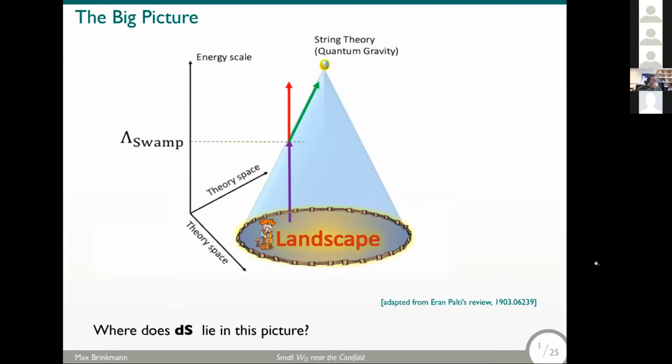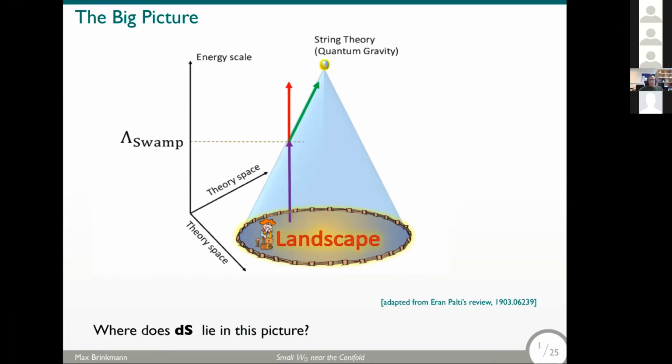Of course, the big picture, as usual, is we have the landscape and the swampland, and we have all heard that a million times before. But the big question I want to address here in a very vague way is, where does de Sitter lie in this picture? We know there are good arguments that it should not lie in the landscape, but still there's a certain idea that maybe our universe is actually de Sitter, so should it not still be part of a landscape?